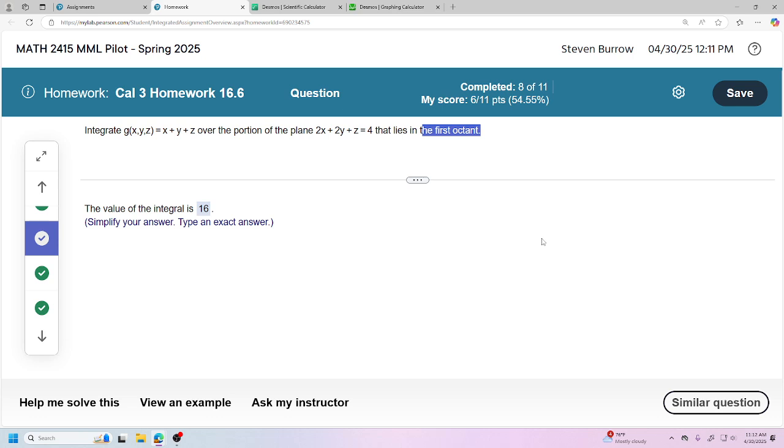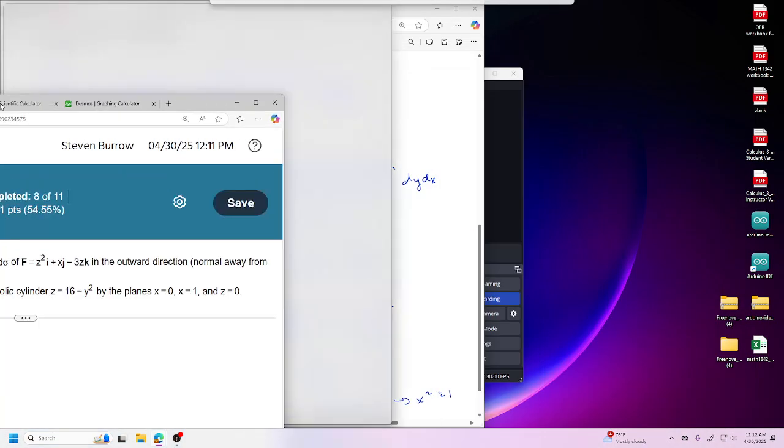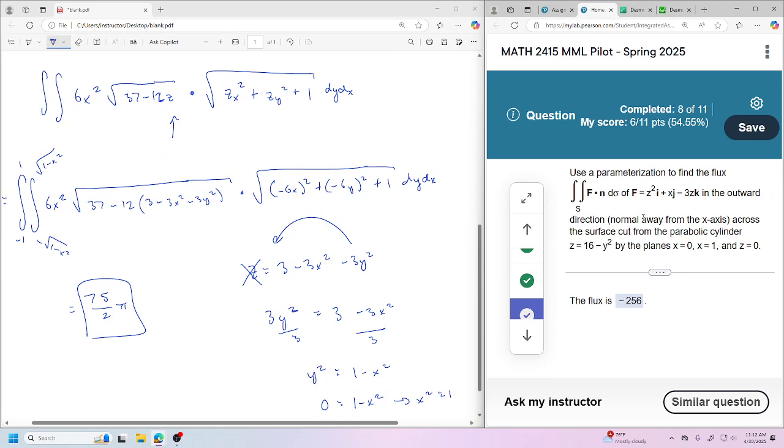Okay. So I'm not worried about that one. Let's see what else we got here. That one looks scary. I mean, look, it's even got this FN stuff. Ew. Want to do it? Cool. And I already did it myself. So there you go. It says in the outward direction, normal way for the x-axis across the cut surface of, and so on.